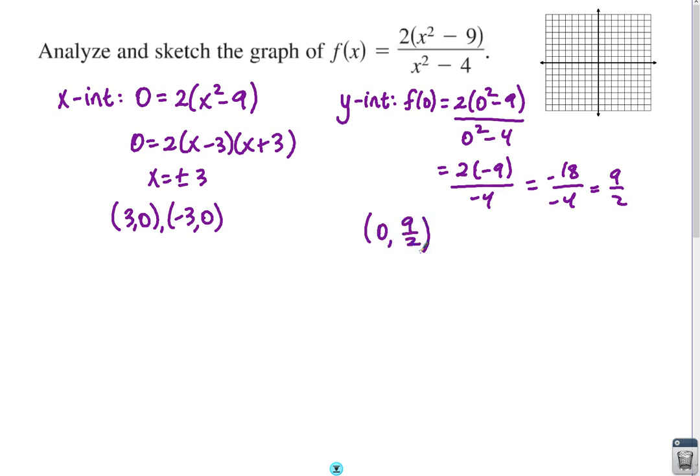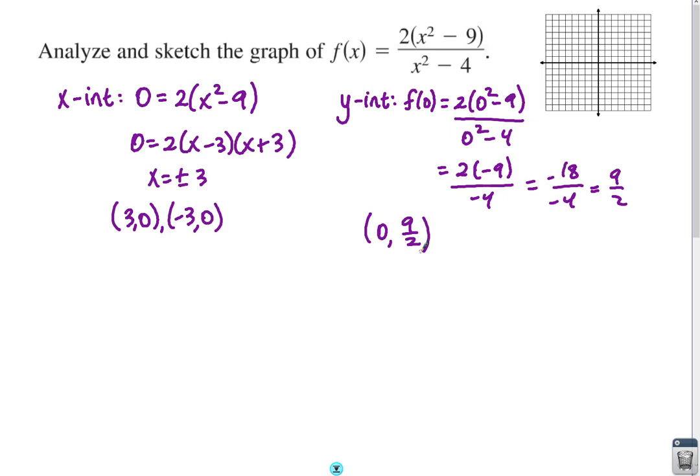Again, personal preference, you can plot as you go, or you can plot all of this at the end. It's really just up to you. I'm going to wait and do this at the end. I'll bring the graph down with me and we'll do it at the end. Okay, so that's my x and y intercepts.